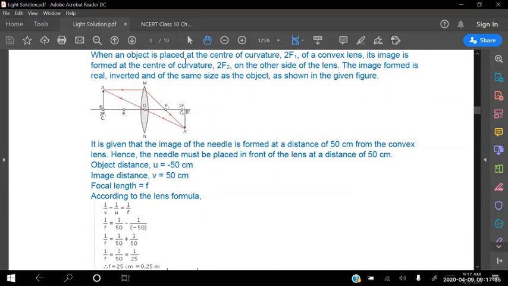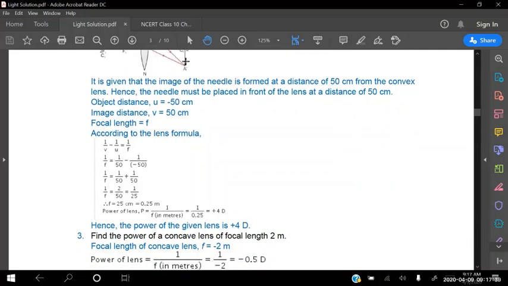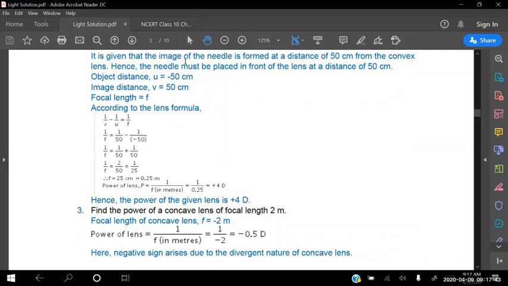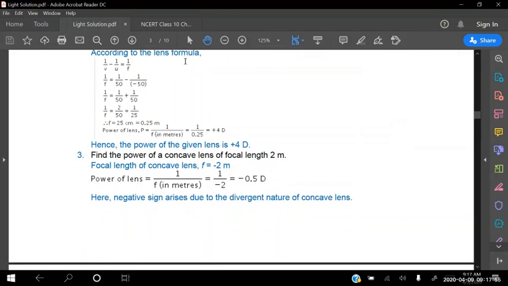So this formula can be used, and if you want to use it numerically, then 1 upon V minus U is equal to 1 upon F. Put both the values, you will get this answer, and power also is got here. So you can just consult when I will share this with you. So it is very easy. You can put the value, only you have to solve the answer. And the power of the lens is +4 diopter.